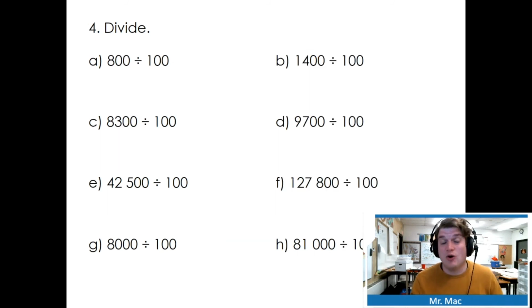Now at this point, I'm hoping you're super confident. One of the ways I can do this is by ignoring all of the zeros. 8 divided by 1, well, that's just 8. Now the reason you can do this is because there's 2 zeros here and there's 2 here. If there's an unequal amount of zeros, you might get in trouble by ignoring the zeros. 8,000 divided by 100 isn't 8. See if you can find the answers to the rest of this page.